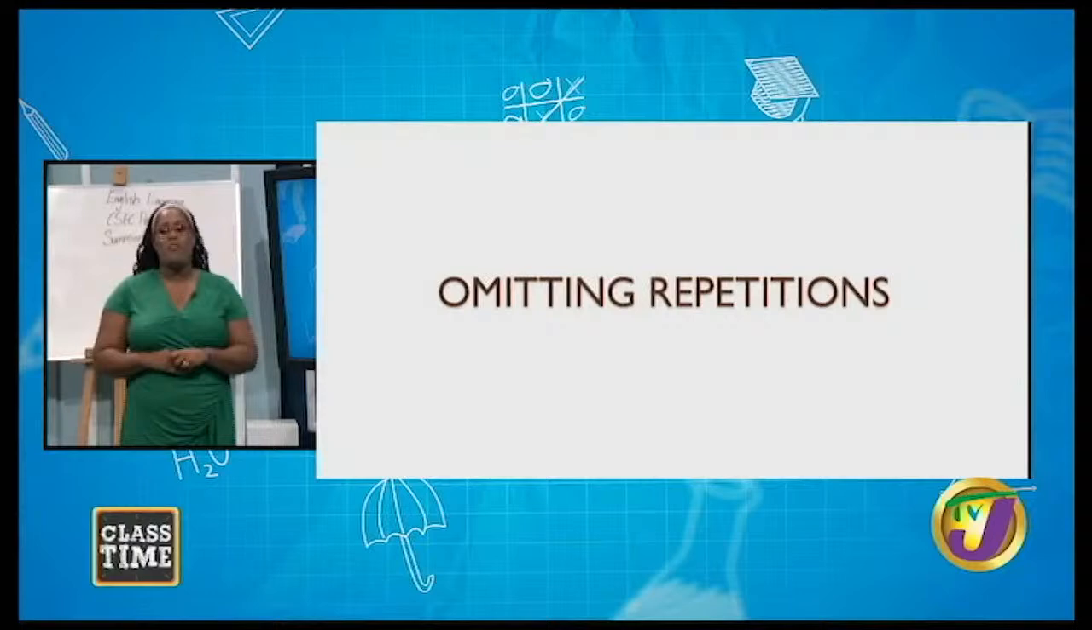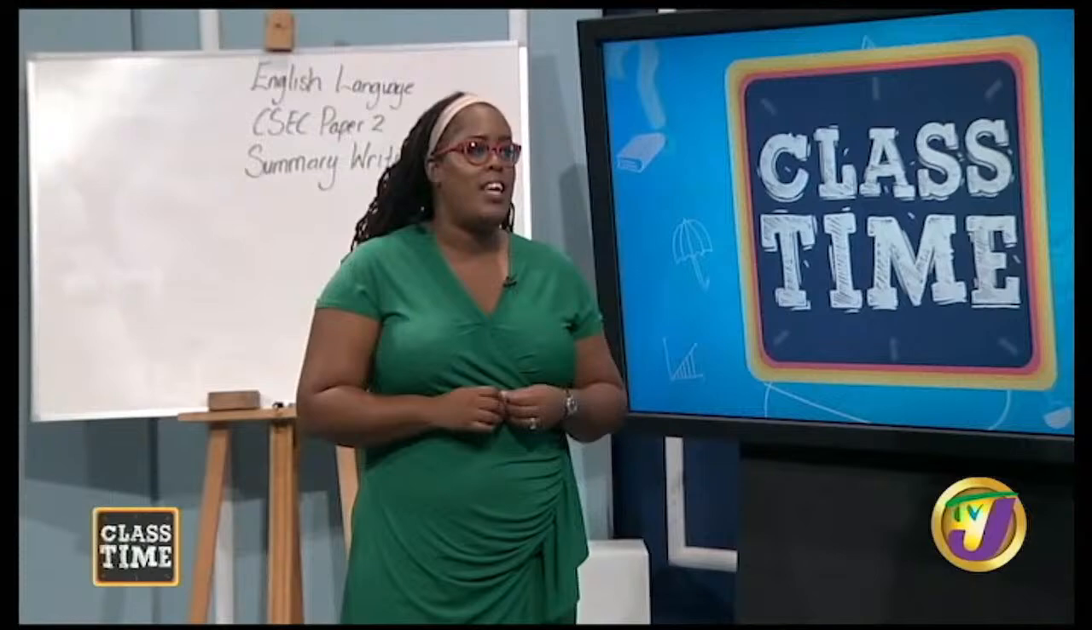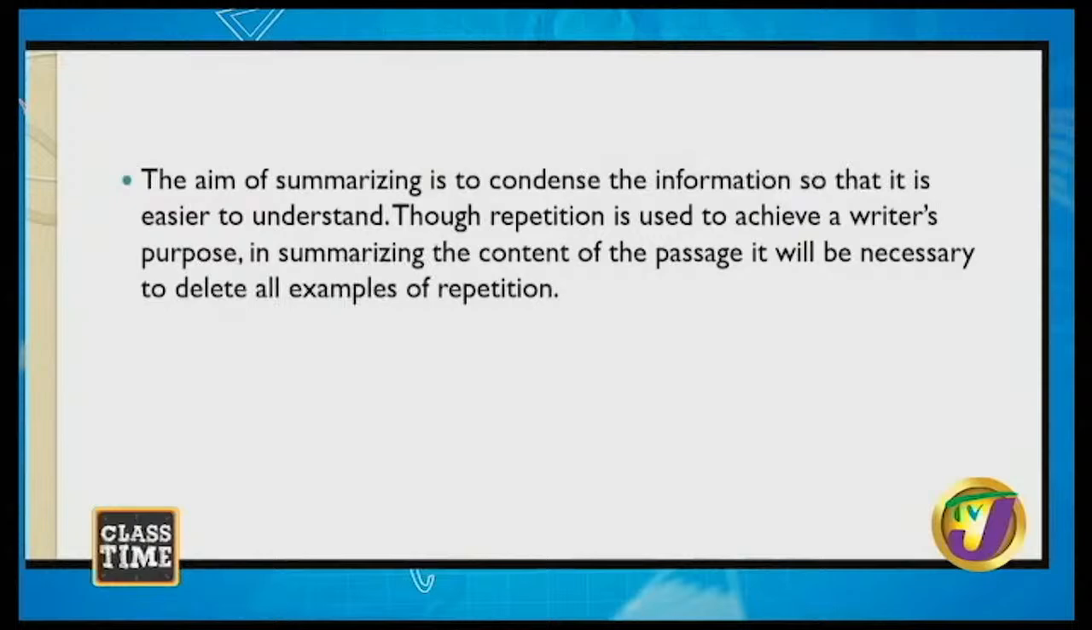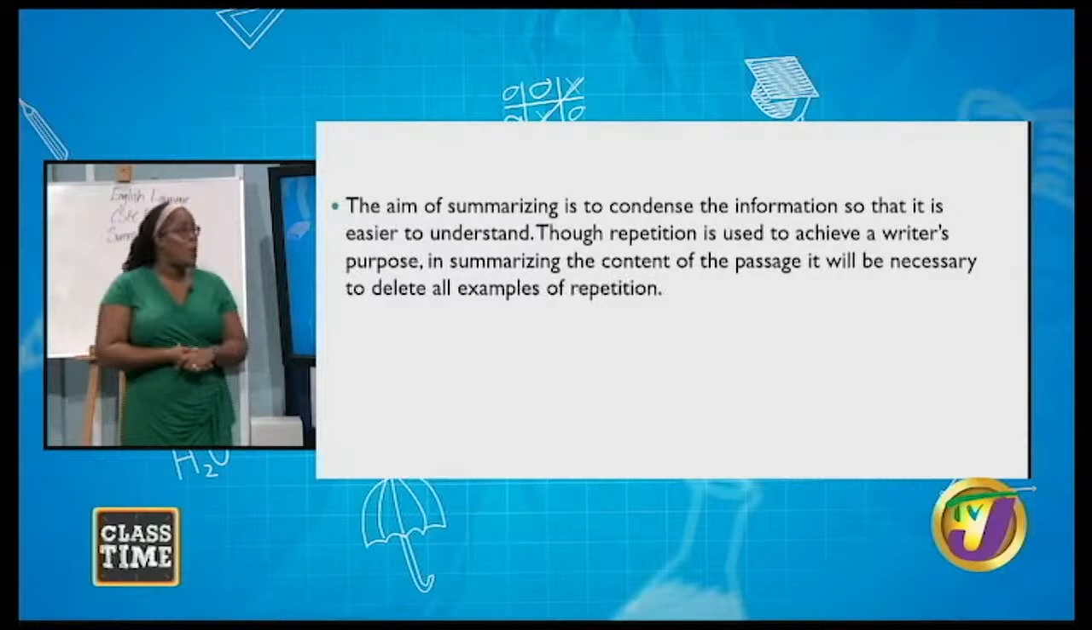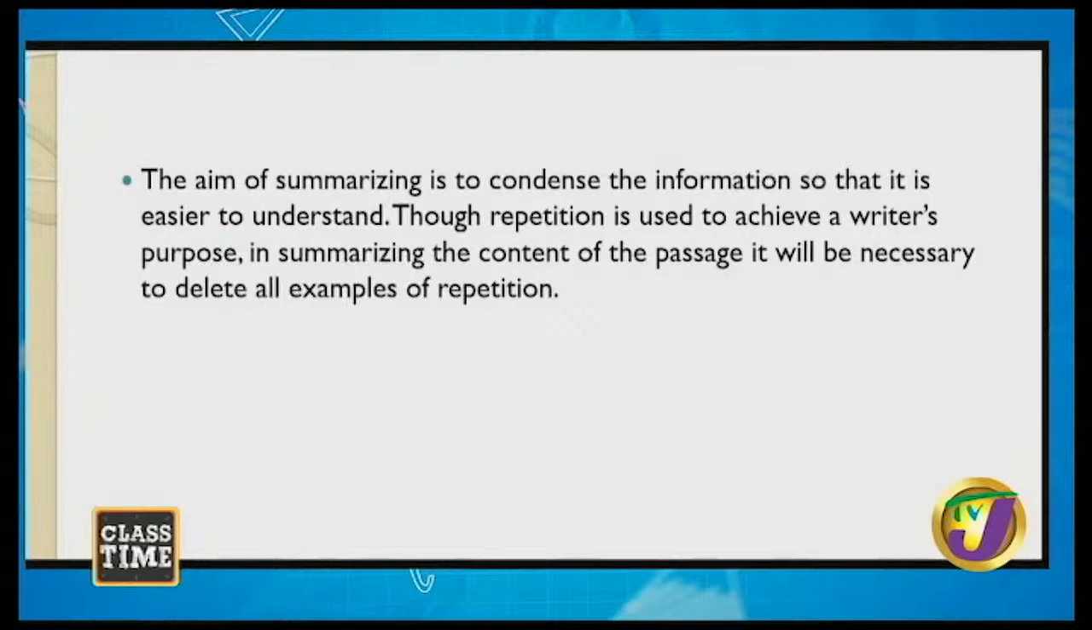All right. So the aim of summarizing is to condense information so that it is easier to understand. That is our ultimate goal, to allow the information to be easily understood. Because remember, when we have the full extract, it can be a bit overwhelming and a little bit difficult to understand. So when we summarize the information, it allows us to understand what is being expressed a little bit better. Again, the aim of summarizing is to condense information so that it is easier to understand.